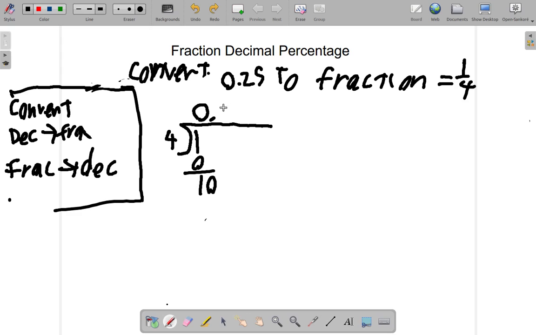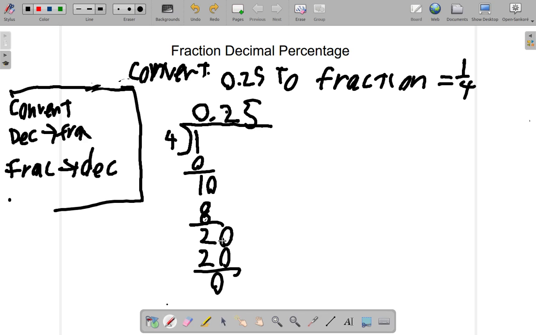How many 4s are there in 10? There are 2. 2 times 4 is 8. 10 minus 8 is 2. Add a 0 to the 2. 4 into 20 goes 5 times. 5 4s are 20. 20 minus 20 is 0.